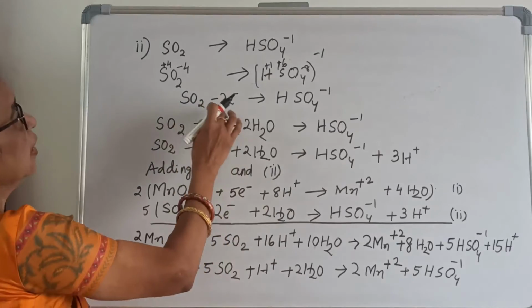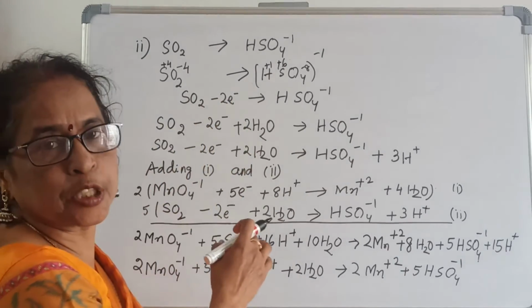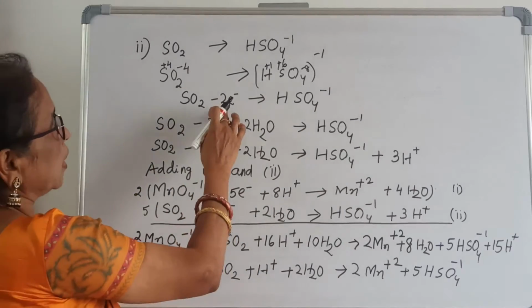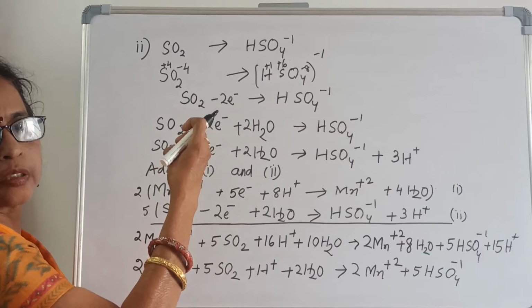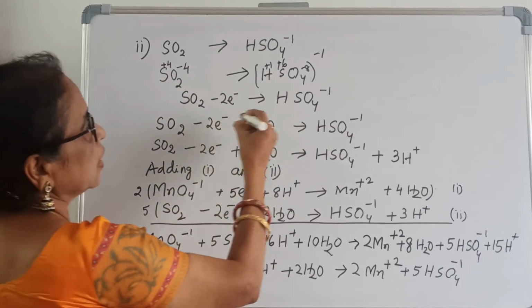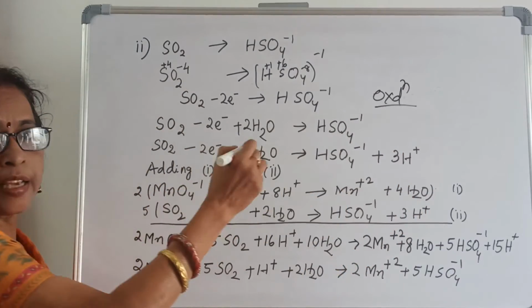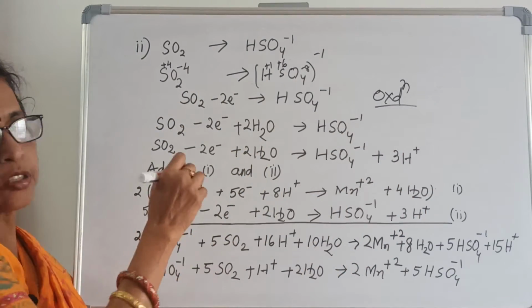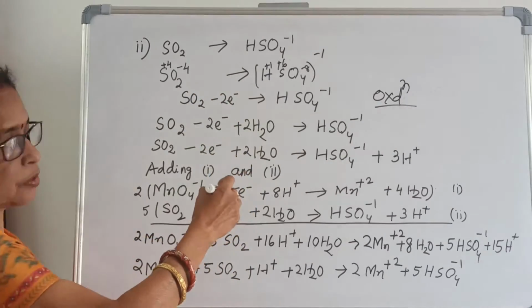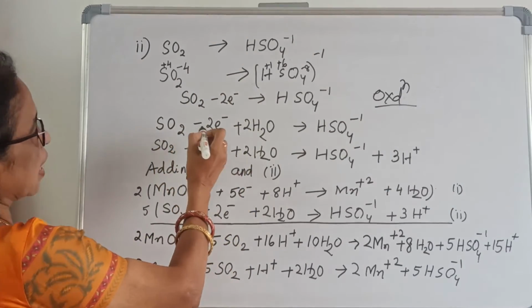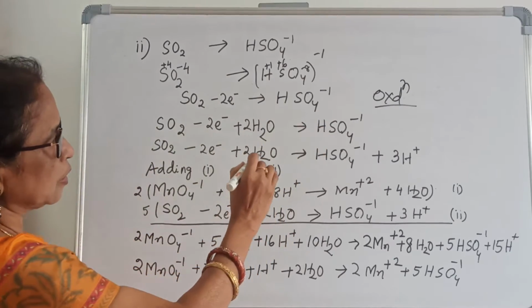That means there is a loss of electrons, an increase of positive valency. Plus 4 changes to plus 6, so sulfur loses 2 electrons. So you can say oxidation takes place. That means this half reaction is oxidation, whereas the first one is reduction. Now sulfur dioxide loses 2 electrons and changes to HSO4 minus 1.